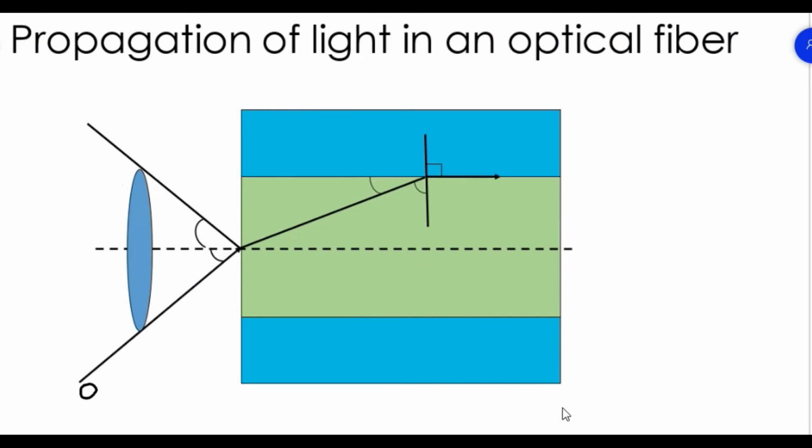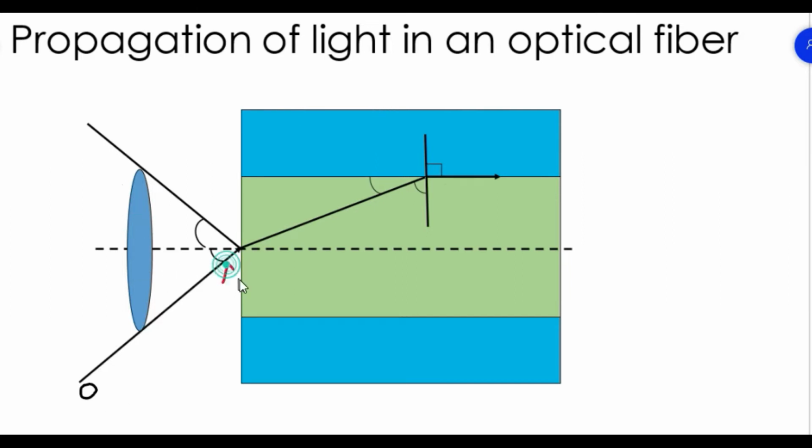There are two specifications in an optical fiber. One is numerical aperture, the other is the acceptance angle. In order to understand this, let us see about the propagation of light in an optical fiber. For this, let us consider a step index single mode fiber which is placed in the medium of air.